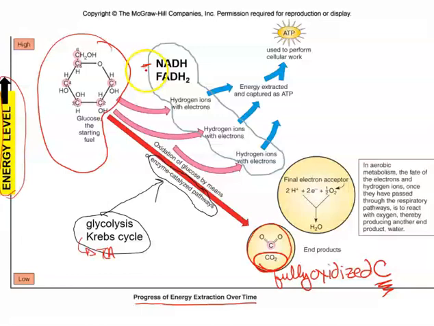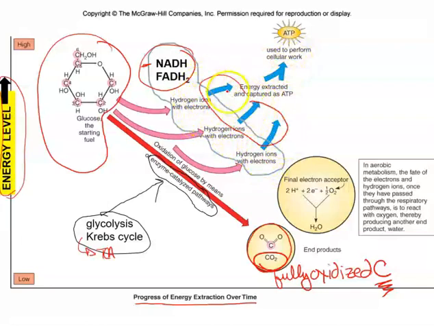In the process of the TCA cycle, we're going to get 3 NADH and 1 FADH2 for each pyruvate that enters into that cycle. So these reducing equivalents are going to go on to power the electron transport chain. And so you see here hydrogen ions with electrons, hydrogen ions with electrons.